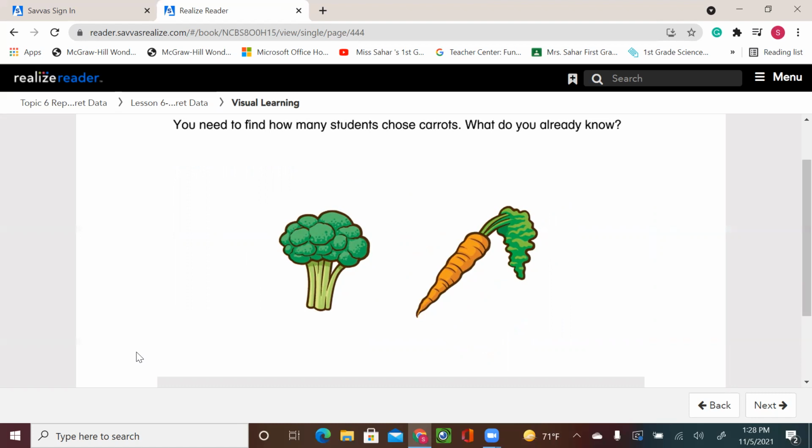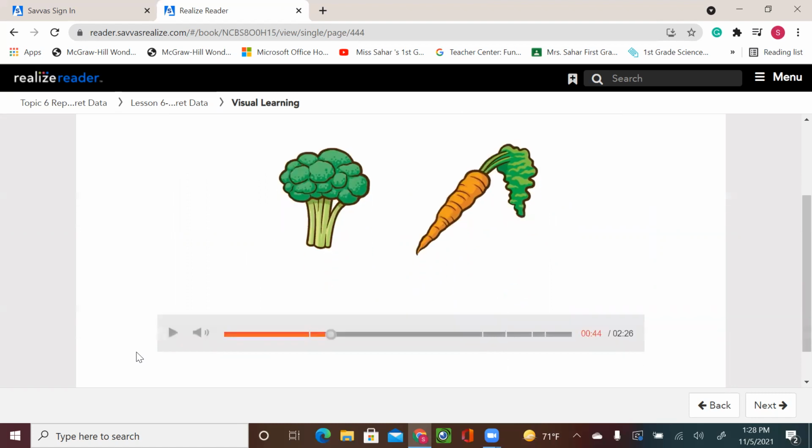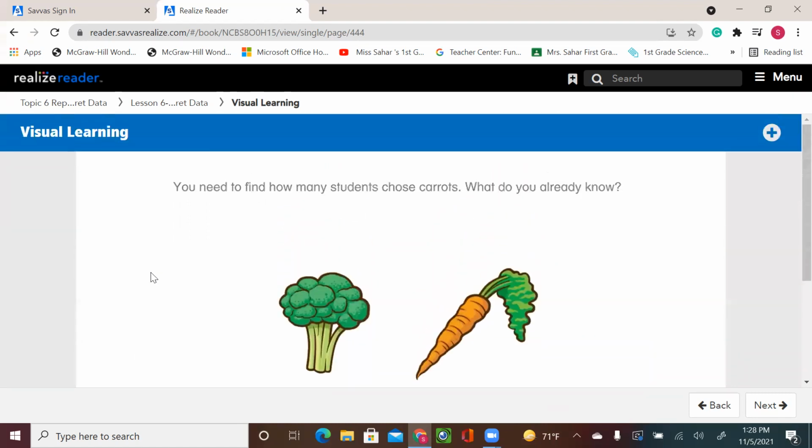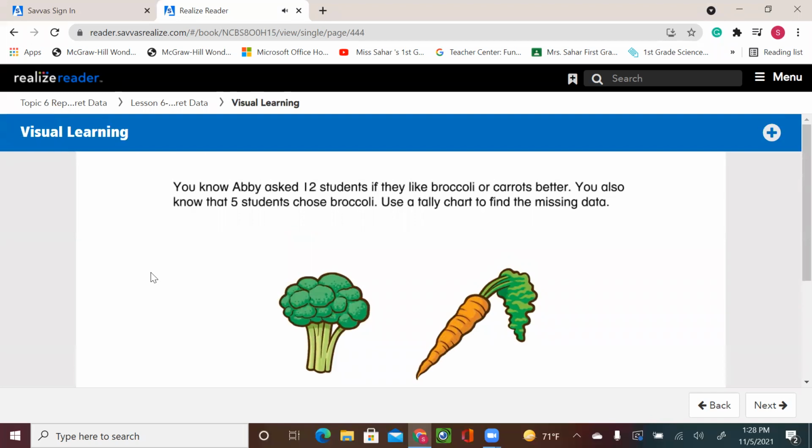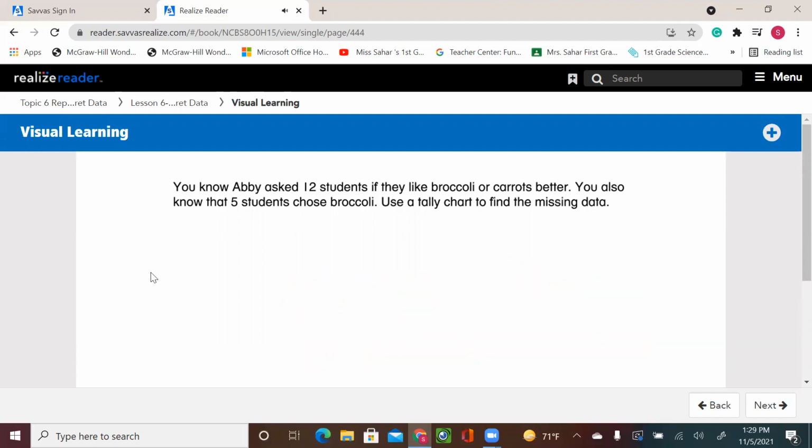We already know that there are a total of 12 children and 5 of the 12 chose broccoli. You know Abby asked 12 students if they like broccoli or carrots better. You also know that 5 students chose broccoli. Use a tally chart to find the missing data.